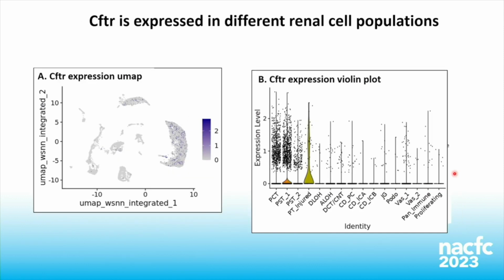So naturally, when you get a data set like this, you want to know what the expression levels of CFTR in the renal tubules are. And exactly what was said before, we see quite low levels of CFTR counts at the transcriptomic level in the renal tubules. However, the counts that we do see are primarily concentrated in the proximal tubule segment.